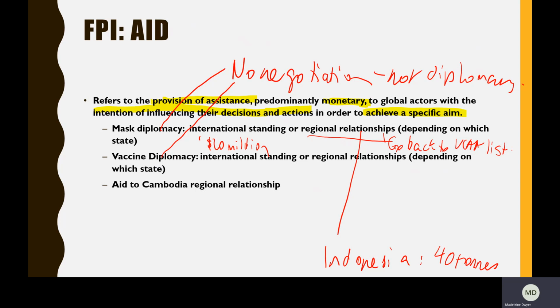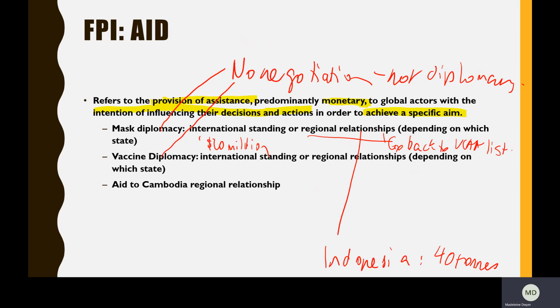So vaccine diplomacy is a very similar thing. China donated 600,000 vaccines to help the international community. Depending, I would say it's probably international standing. However, if you find specific examples of them donating vaccines to Cambodia, then that would be regional relationship. So hopefully it will help them boost that regional relationship.